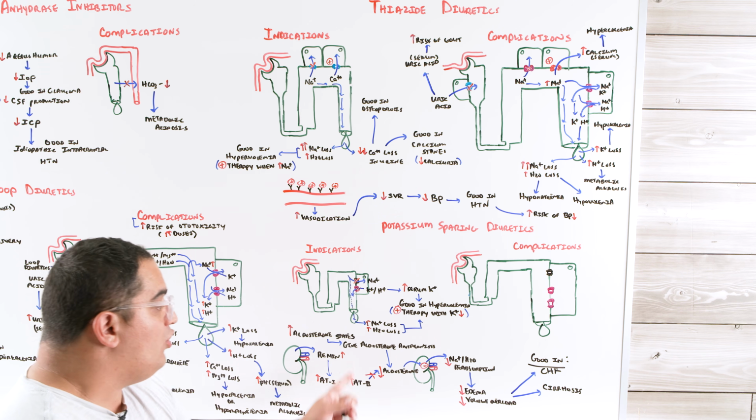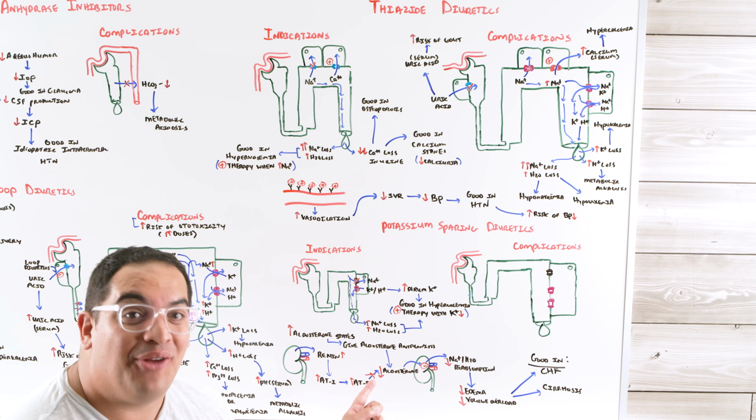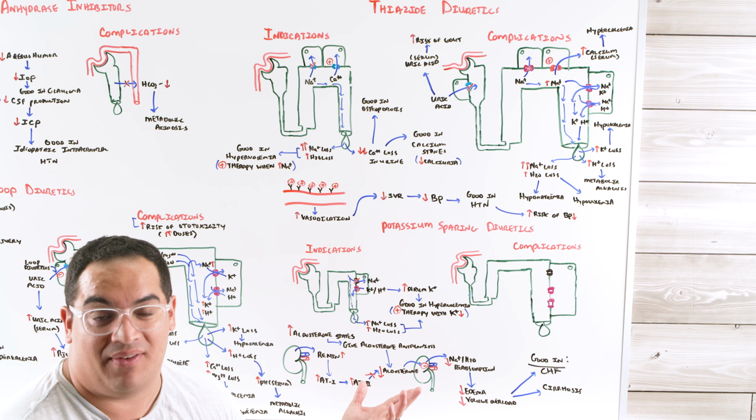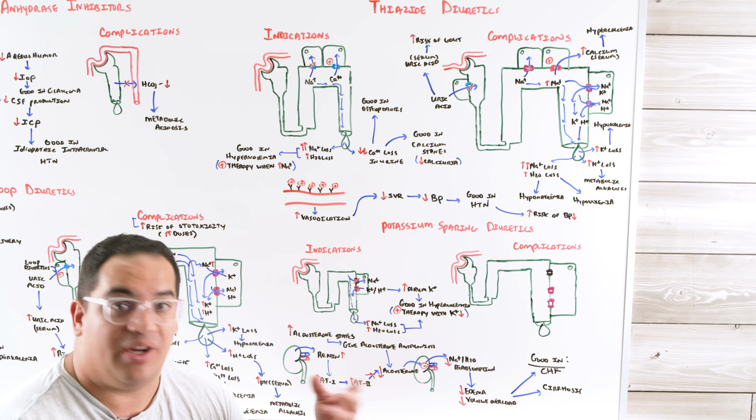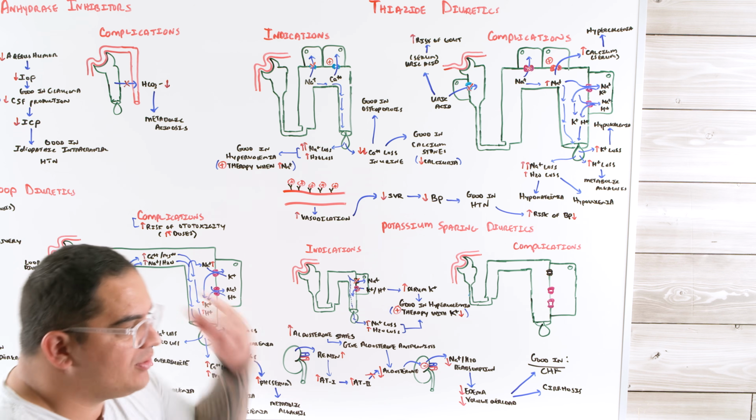And also, you can give this in any hyperaldo state. So if a patient has a Conn syndrome, they have an aldosterone secreting tumor from their adrenal cortex, it would also be good there.